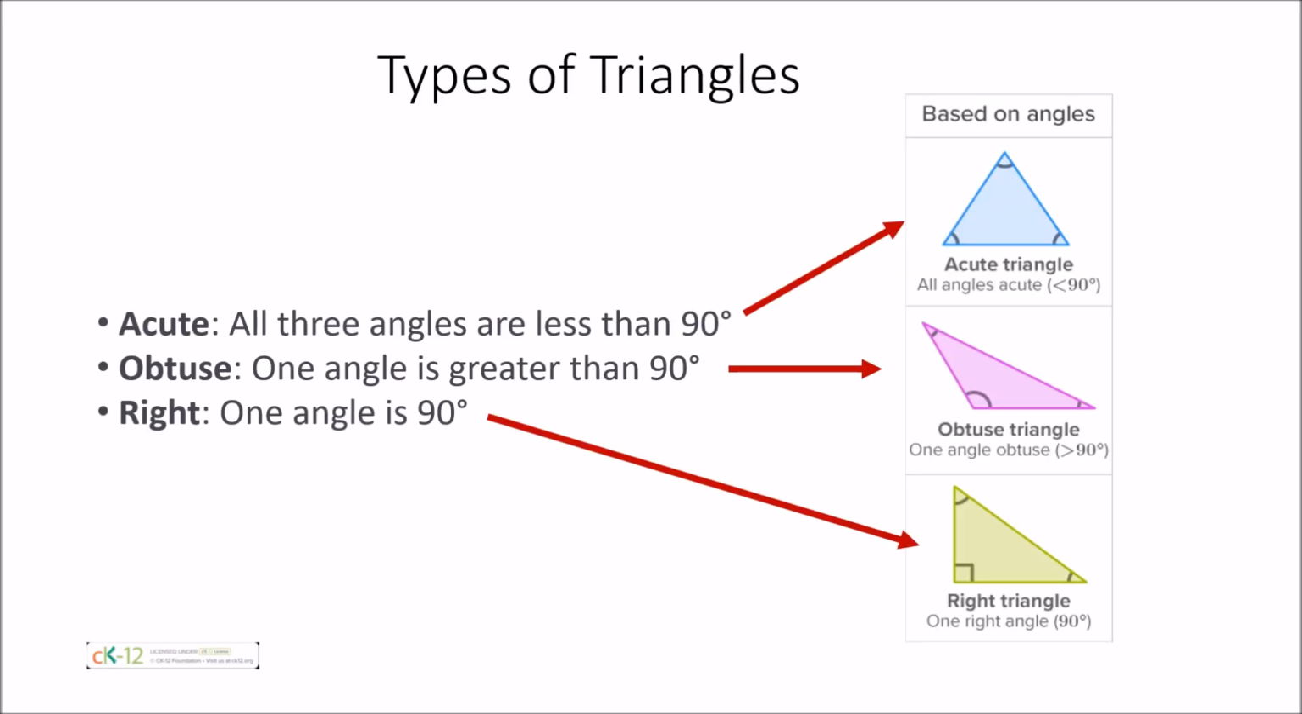Okay, there are several types of triangles, and as I mentioned before, we're going to focus on triangles in this tutorial on trigonometry. There are triangles based on angles. The names are based on their angles. An acute triangle is where all three angles are less than 90 degrees, as shown here. An obtuse triangle is where one angle is greater than 90 degrees, right here. A right triangle is one angle being 90 degrees. So those are the types of triangles based on the angles.